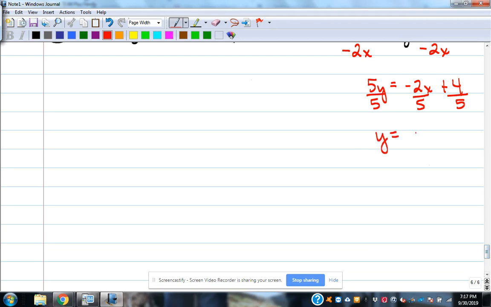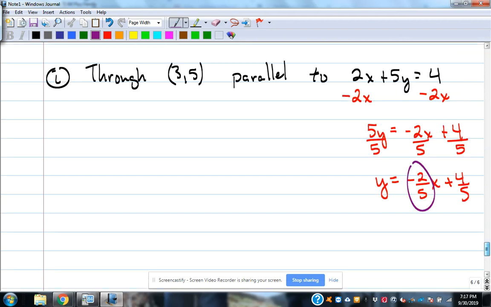So y is equal to negative 2/5 x plus 4/5. What part of that is the part I need? The negative 2/5. That number in front of x is the only part I need. That's my slope. The slope of my new line that goes through the point (3, 5) has that same slope. Okay? So if I'm going to write the equation of a line that goes through a certain point and has this slope, what form do I start with? Point-slope. That's the easiest form to start with because it's got the stuff you need. So I'm going to do y minus 5 equals negative 2/5 (x minus 3).